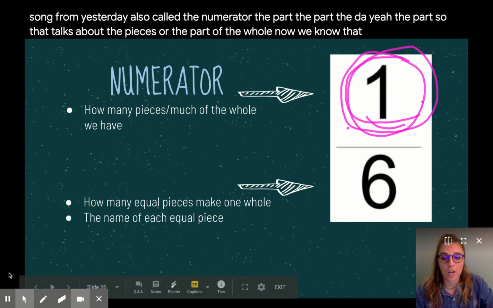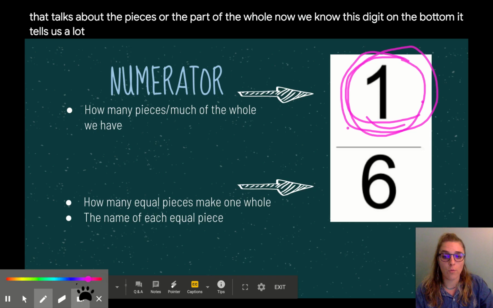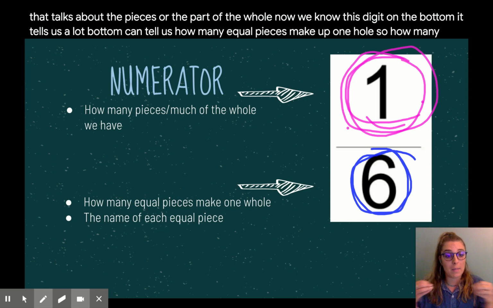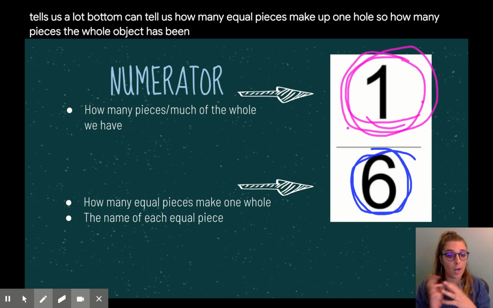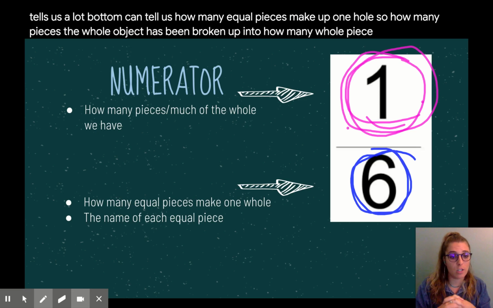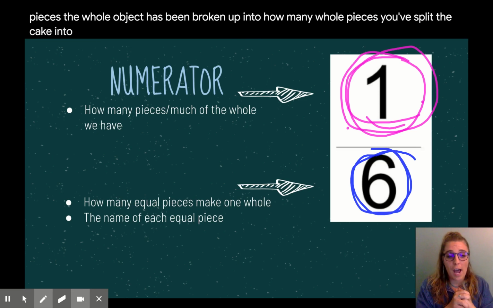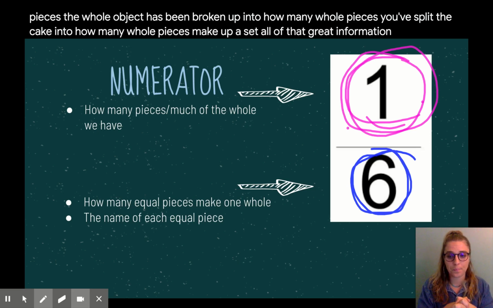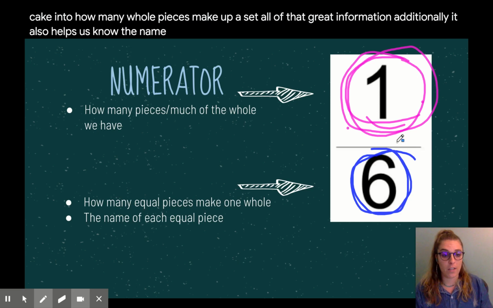Now we know this digit on the bottom, it tells us a lot of really important information. This digit on the bottom can tell us how many equal pieces make up one whole. So how many pieces the whole object has been broken up into, how many whole pieces you've split the cake into, how many whole pieces make up a set, all of that great information. Additionally, it also helps us know the name of each piece.